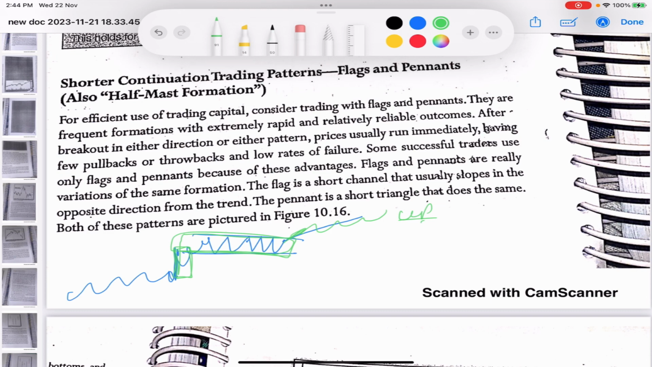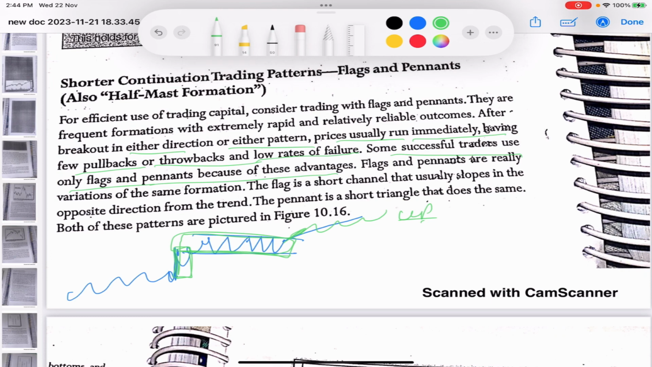For efficient use of trading capital, consider trading with flags and pennants. They are frequent formations with extremely rapid and relatively reliable outcomes. After breakout in either direction of either pattern, prices usually run immediately, having few pullbacks or throwbacks and low rates of failure. Some successful traders only use flags and pennants because of these advantages. So it's very important, right?